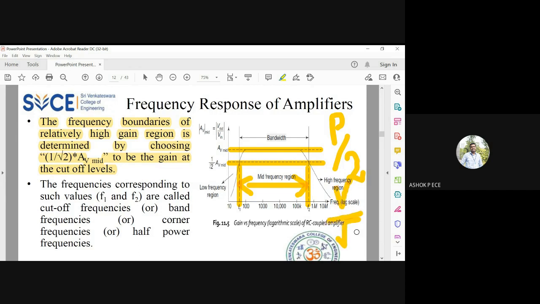When power is halved, voltage and current will be divided by root 2, because power is proportional to V square and power is proportional to I square. So when power is divided by 2, voltage and current should be divided by root 2. That is why here we have written 1 by root 2 times the mid frequency value. And one more reason: when you divide power by 2, voltage and current should be divided by root 2.